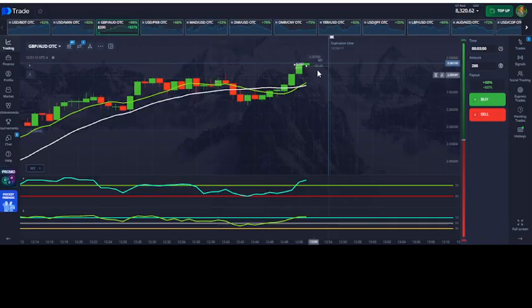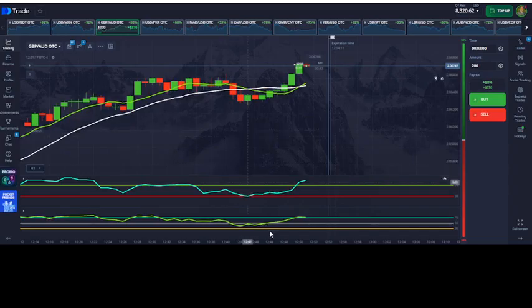So the faster SMA line crosses the white slower SMA line here in an upward direction. That's the first signal. Secondly, the DeMarker signal line crossed above the green 70 line here in an upward direction. And then thirdly, we have the RSI signal line crossing above the mid 50 line here, this gray mid 50 line.